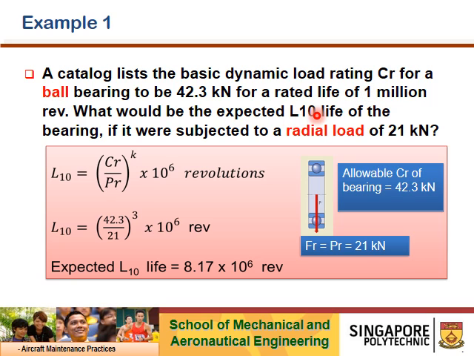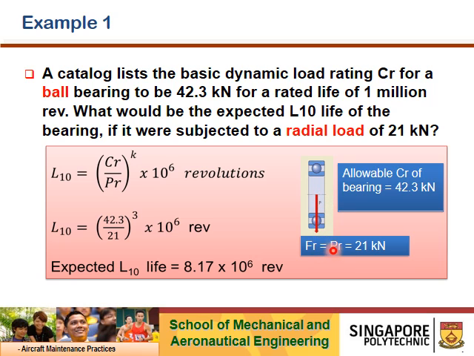So what would be the expected L10 life if your factory setup has a radial load of 21 kilonewton? That means from this diagram, the bearing is rotating at a constant speed, and your factory loading is a 21 kilonewton radial load. Your allowable CR of the bearing is 42.3 kilonewton. This is extracted from the catalog. The catalog told you that because you selected the bearing.